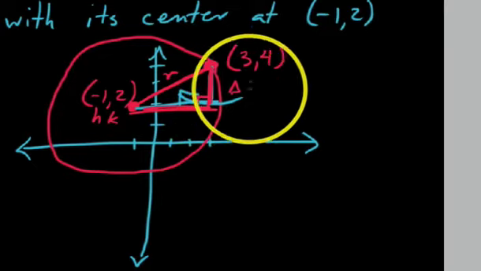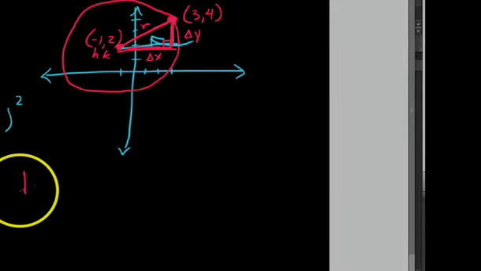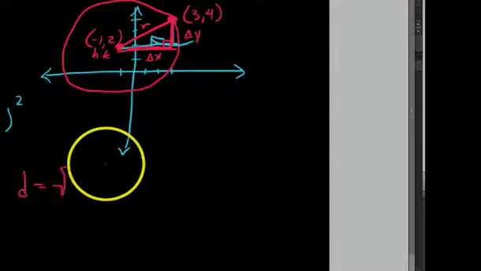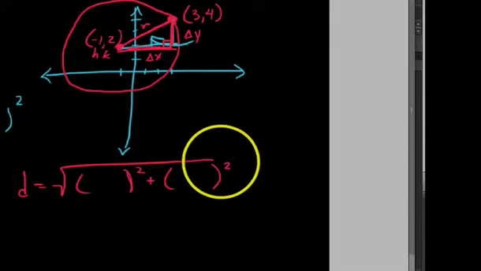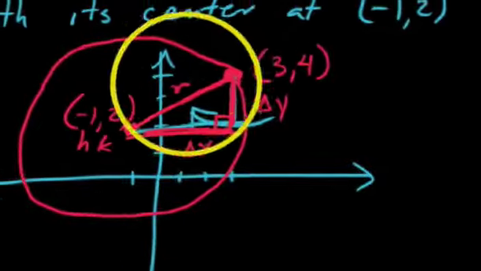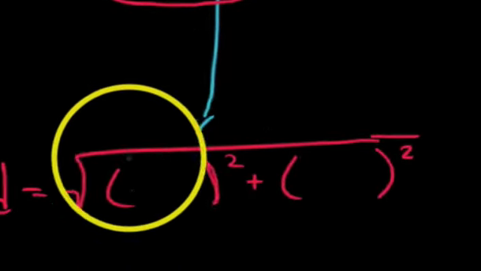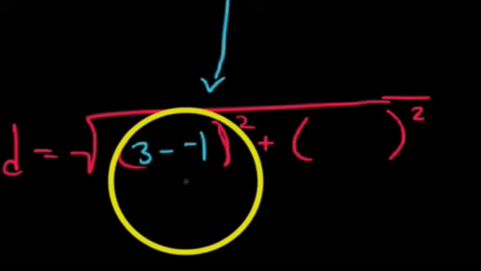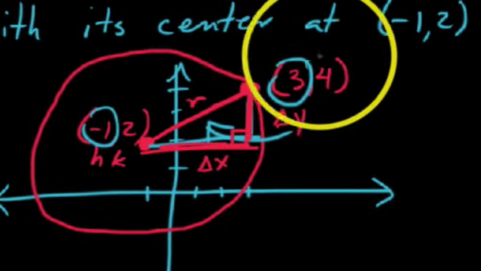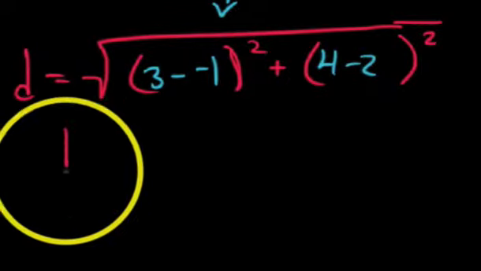We say this delta y is changing y, and this delta x is changing x. To use the formula, remember the distance between two points was the radical of the difference in the y values squared plus the difference in the x values squared. Start with the x values: x2 minus x1, that would be 3 minus a negative 1. Then the difference between our y values would be 4 minus 2.